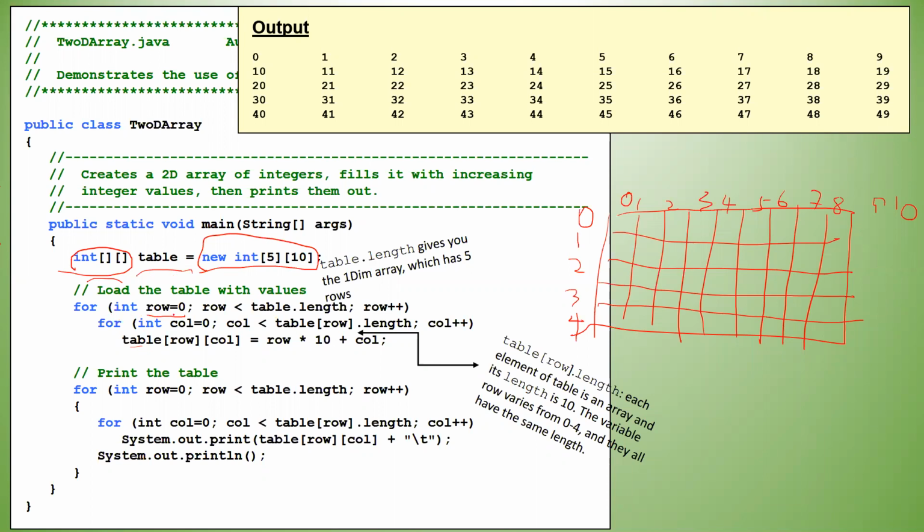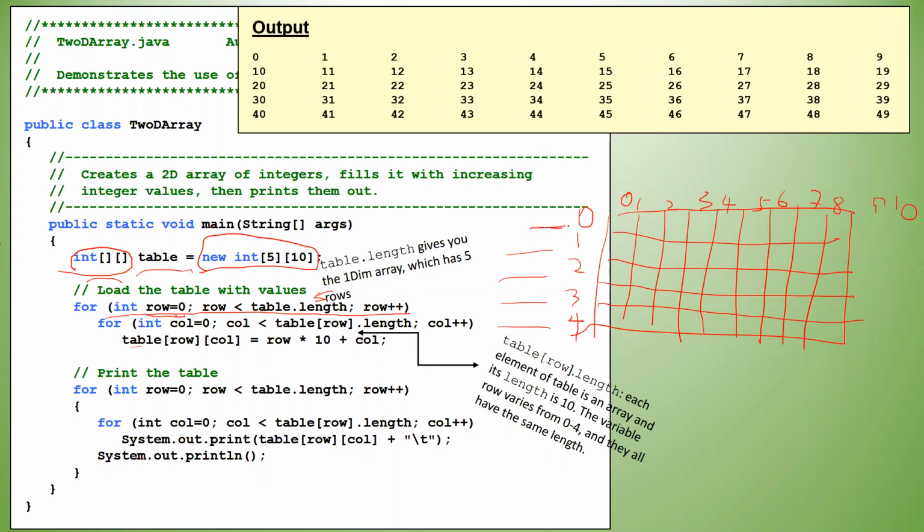So for row is 0, row is less than table.length. Remember, this table itself is the number of rows. That's the basic array, the initial array. So table.length is what? It's 5, right? Table.length gives you the one-dimensional array, which has 5 rows. So this is 5, and the outer loop will go through each row.